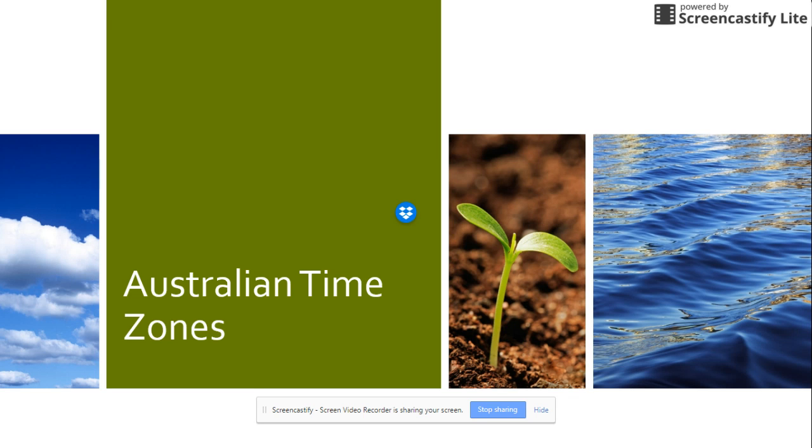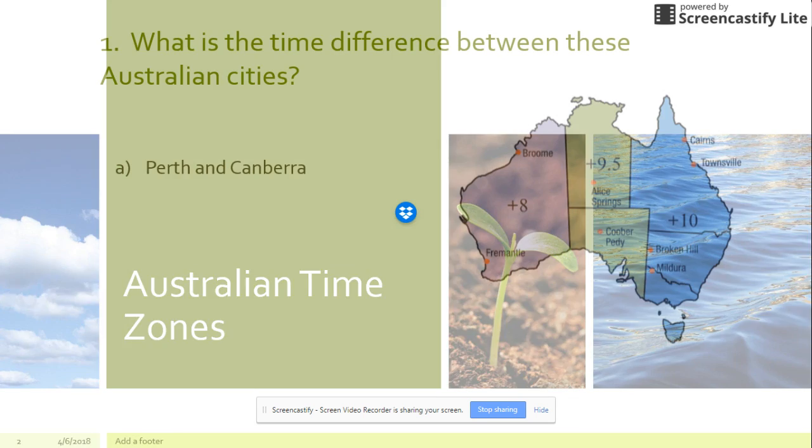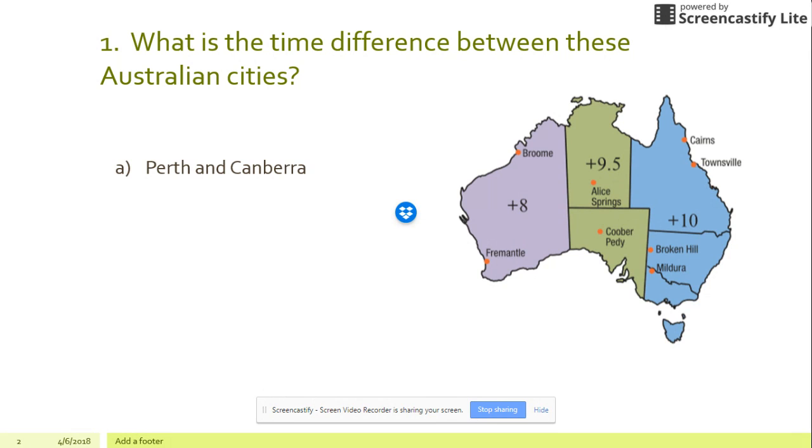Okay, so we're talking about Australian time zones. What is the time difference between these two Australian cities, Perth and Canberra? We should know that Perth is in Western Australia, and Canberra is over here somewhere. That's plus 10 of Greenwich, and this is plus 8. So from Perth to here is a 2-hour difference.